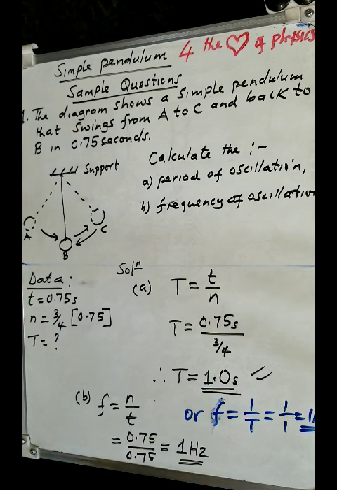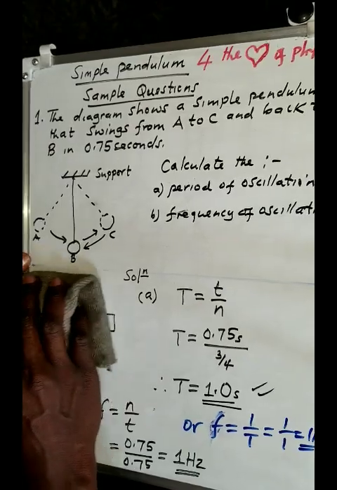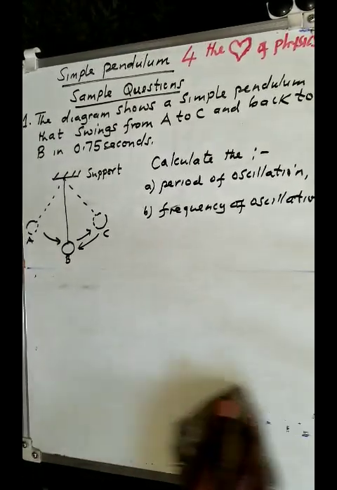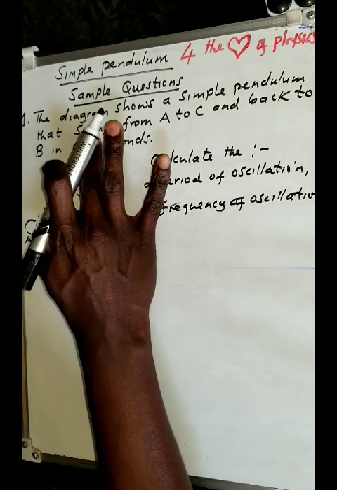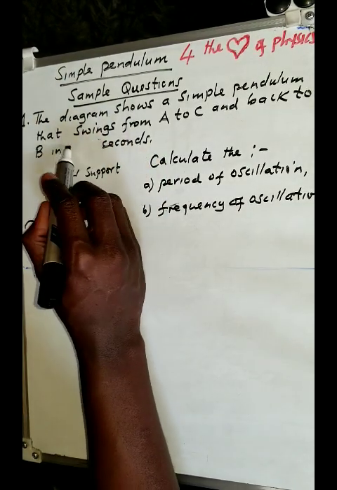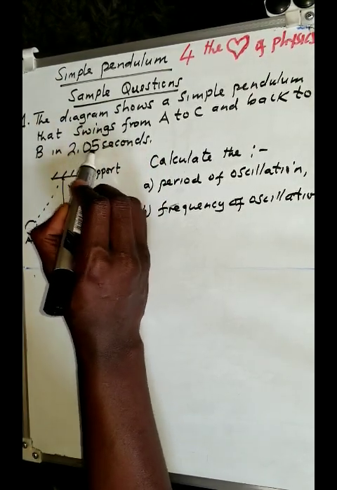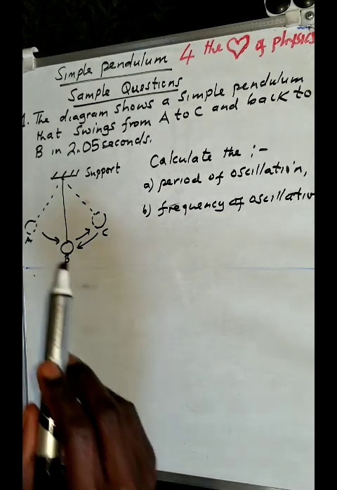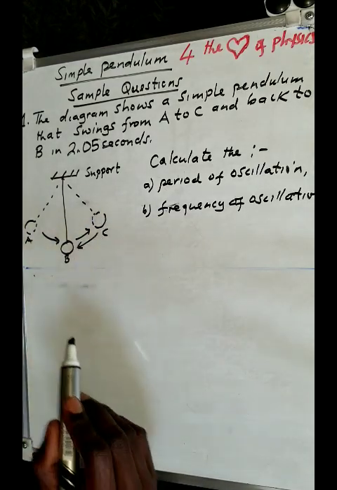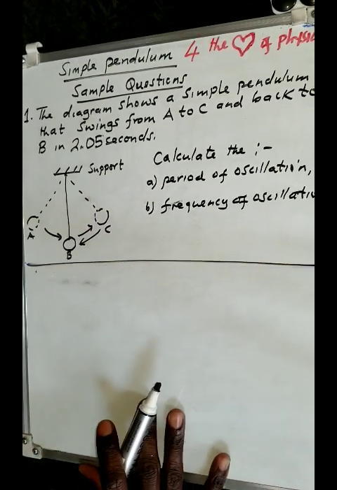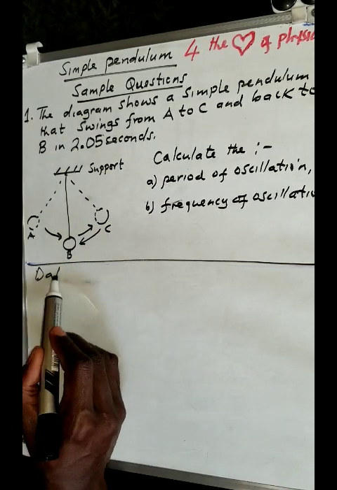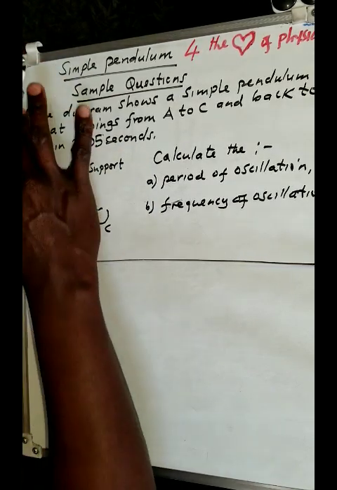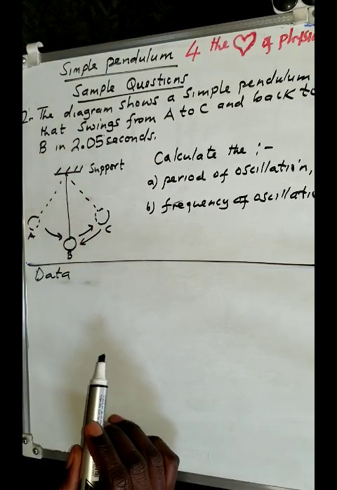Okay, let me slightly change the values now, so that I can demonstrate another question on the same. Let's say that instead of the time there, we put 2.05 seconds to move from A to C and back to B. This is another question that came in the ECZ exam. I'll call this one question number 2.